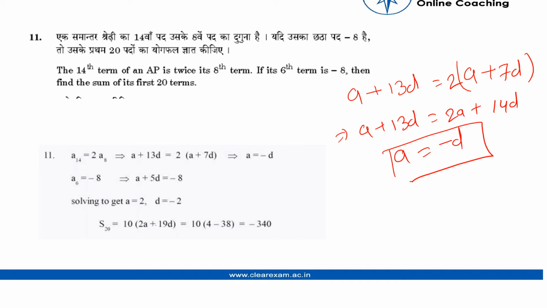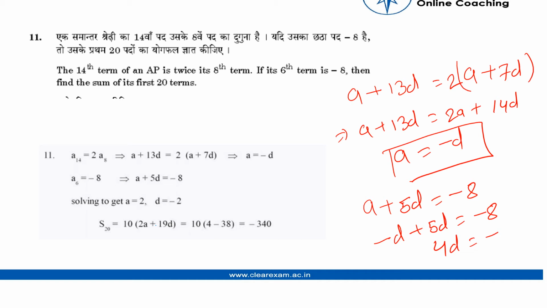So, and if the sixth term is minus 8, the sixth term is what? a + 5d is our sixth term, which is equal to minus 8. Putting a = -d, so -d + 5d = -8, which is what?